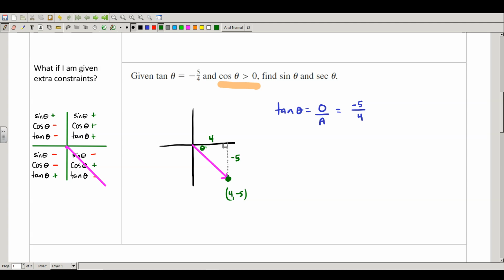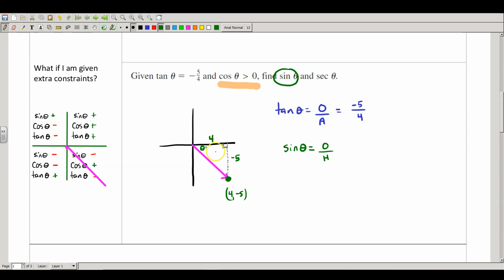And so now we drew our triangle, we understand it's in quadrant 4, and we put the opposite over the adjacent on the triangle. What we're trying to do is find the sine of theta and the secant of theta. So let's go ahead and do that. The sine of theta. No unit circle here, so let's just go back to SOHCAHTOA. That would be opposite over hypotenuse.